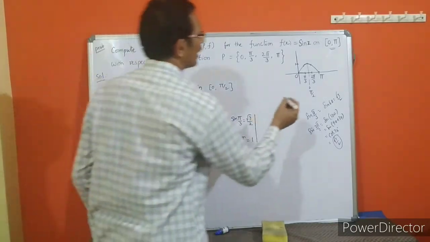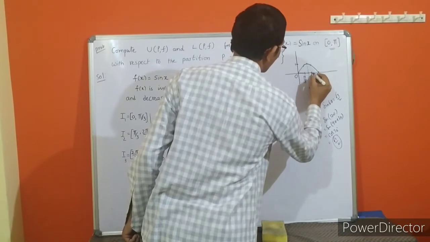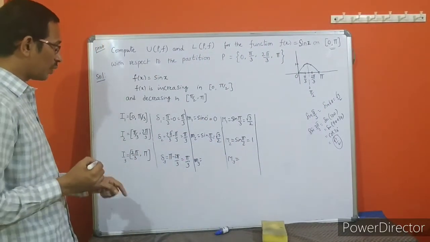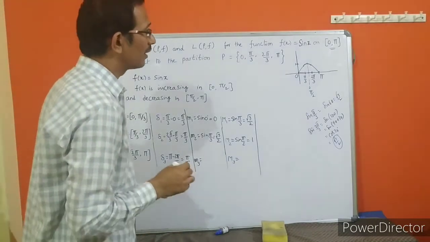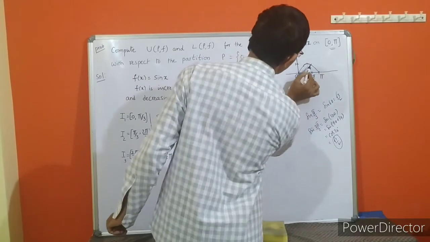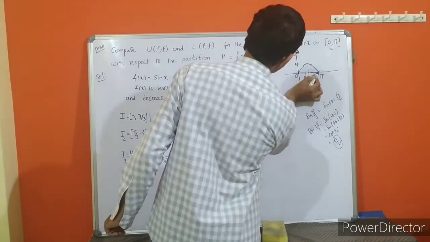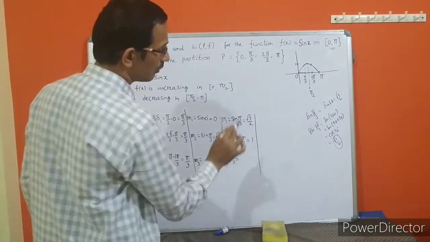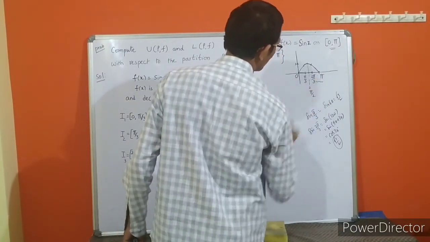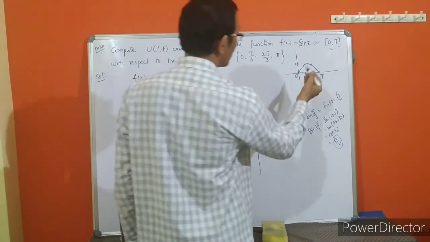Now the next interval is easy. See here, this is the interval 2 pi by 3 to pi. Here, what is the minimum value? What is the behavior of f of x here? The behavior of f of x is decreasing. It comes down between 2 pi by 3 and pi. It is quite opposite.